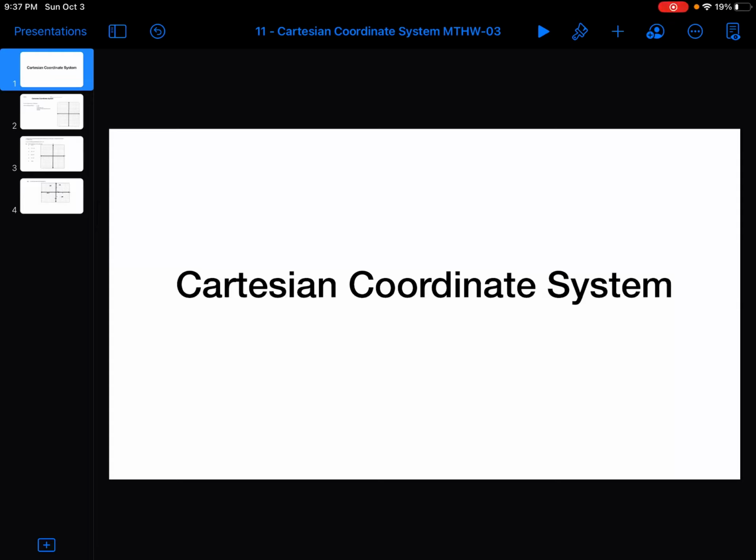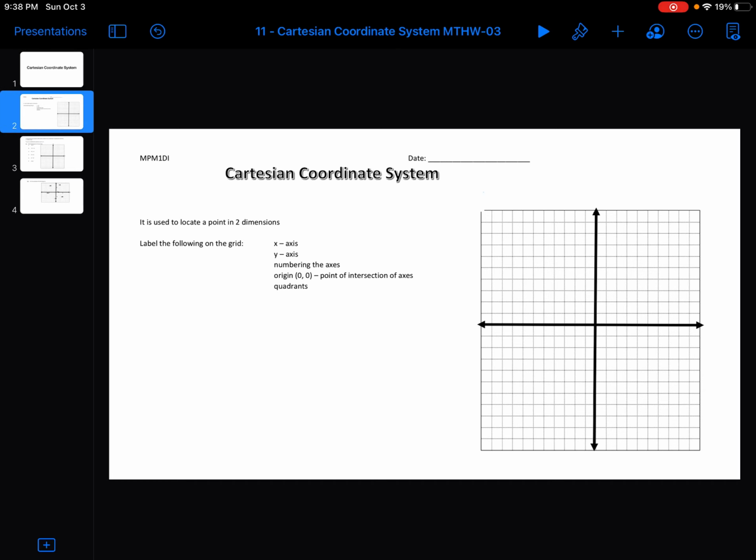The Cartesian coordinate system, or the Cartesian plane, what is it? What do we use it for? How does it work? You're about to find out. So when we're looking at the Cartesian coordinate system, or it's more commonly called the Cartesian plane, it's used to locate a point in two dimensions.